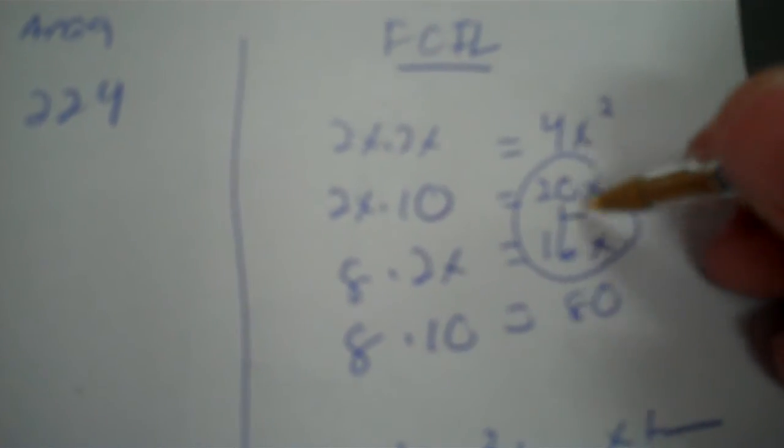Because you have 4 for x second, then you add those two, and that's 36. Then you got your 80. You add those two, not multiply them, you're adding them. Okay. Alright, so come over here, equals 224, and just write what you got for the product, 4x second plus 36x plus 80.